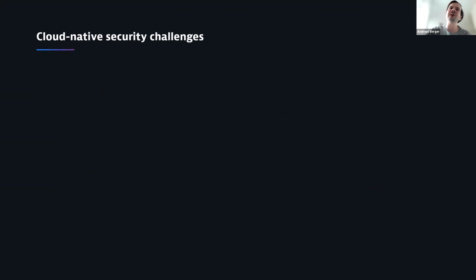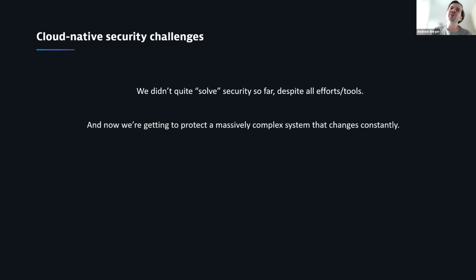And why is that special? When looking at cloud native security challenges, why does that make a difference? Even before cloud native, we didn't quite solve security, right? There were breaches every year, and probably the number of breaches doubled every year. So we cannot really consider that a solved issue, despite all efforts and tools that were put forward. And now we are getting to protect a massively complex system that changes constantly. Hold on, that makes it harder for us, right?